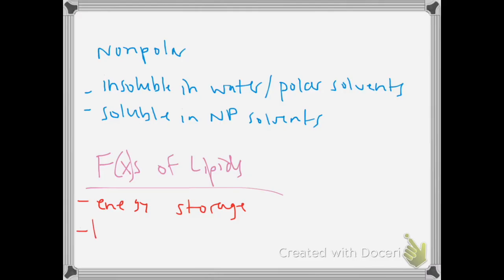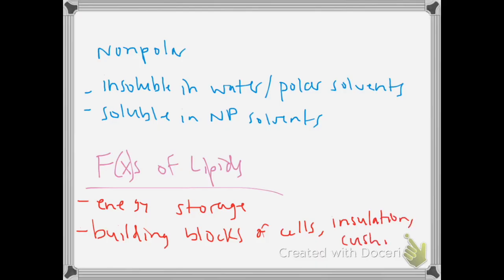They also function as building blocks to the cell. Once we get into the cell in the next lecture objective set, we will get into the plasma membrane, and that's made up of phospholipids, so building blocks of cells. They also function in insulation and cushion. Insulation meaning that it traps heat well, and cushion meaning that it protects against trauma. The tissue that we store our lipids in is called adipose tissue.